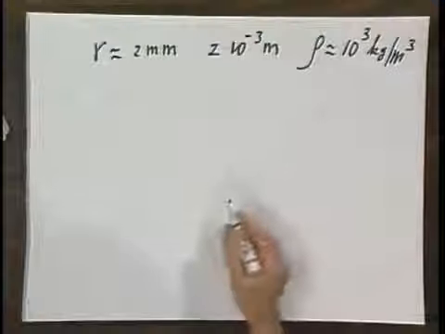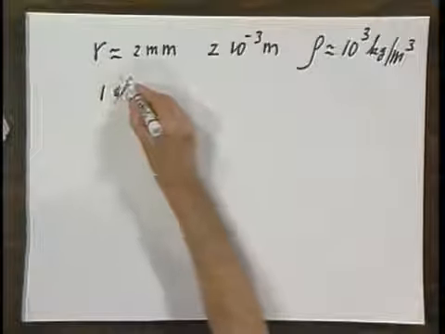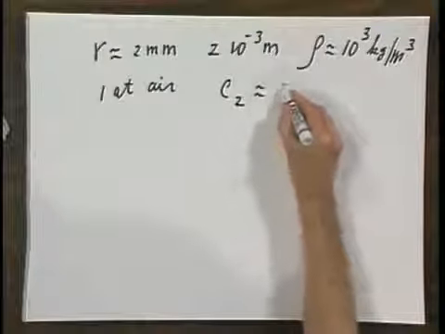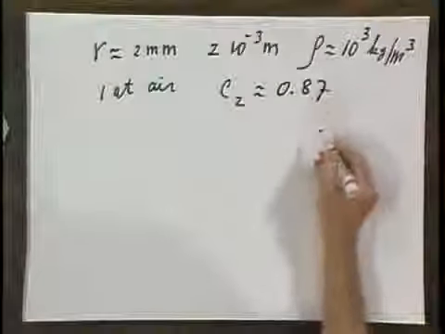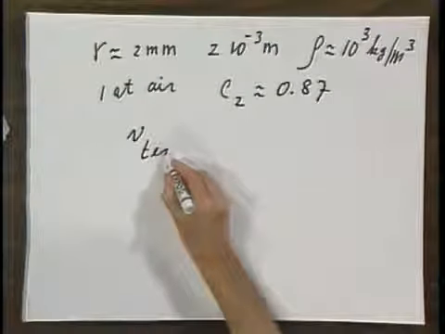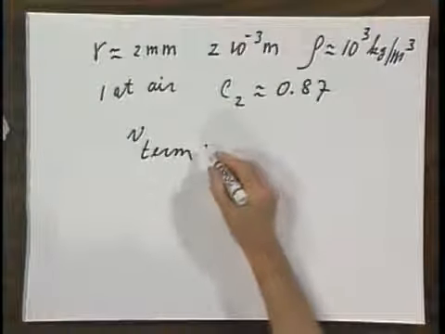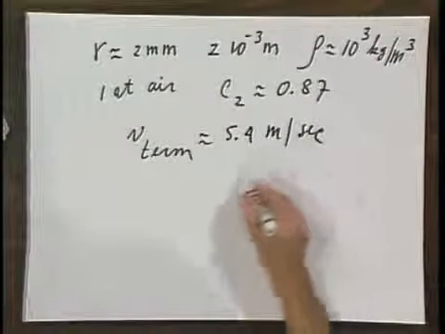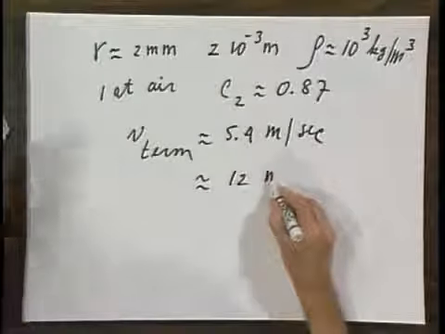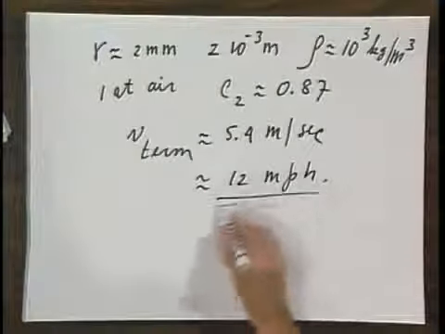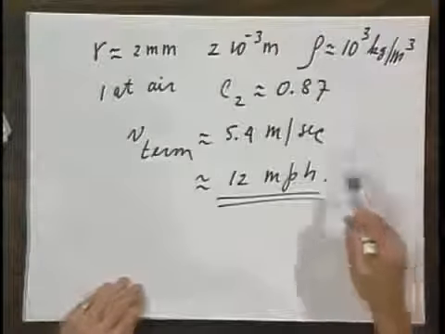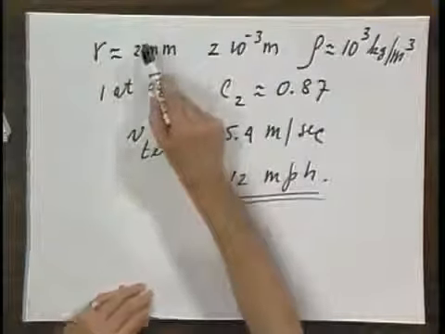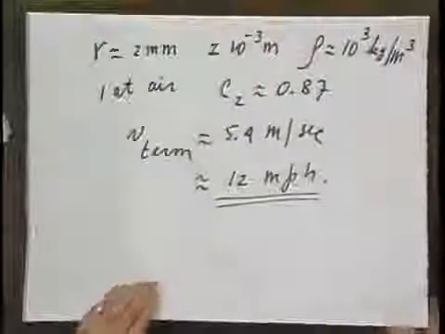And when you use these numbers and you take 1 atmosphere of air, so you use the value for C2, which was approximately 0.87, then you'll find that the terminal velocity for raindrops of this size is roughly 5.4 meters per second. So that is about 12 miles per hour. So raindrops hit you typically at a speed of 12 miles per hour. But of course, it does depend on the radius. If they are smaller, the terminal velocity will be lower.